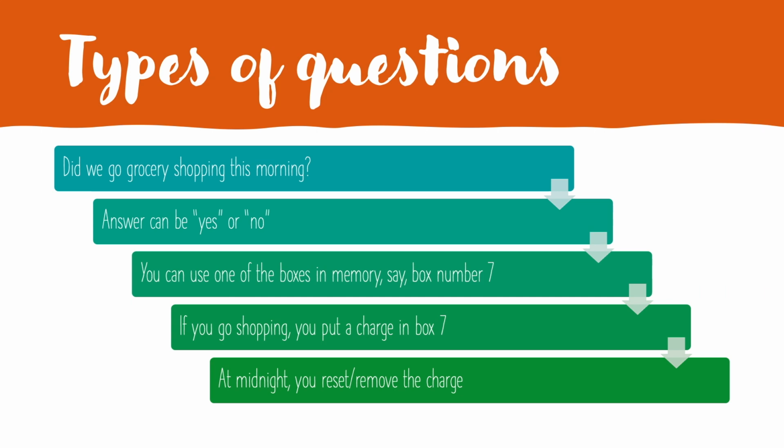We can choose box number 7 in memory and then say if this box has charge, I will know that I went grocery shopping today. If it does not, I will know that I did not go. So every morning you go shopping, you will magically put a charge in box number 7, and later in the day, let's say in the evening, you can come back and check whether there is charge in the box or not. If there is a charge, you will know, okay, I went grocery shopping today in the morning.